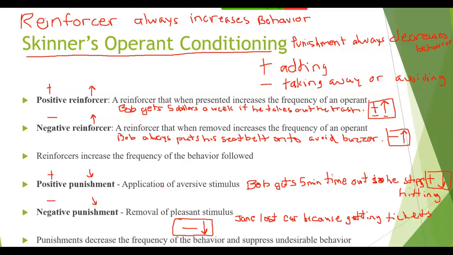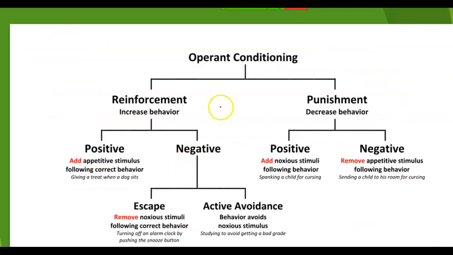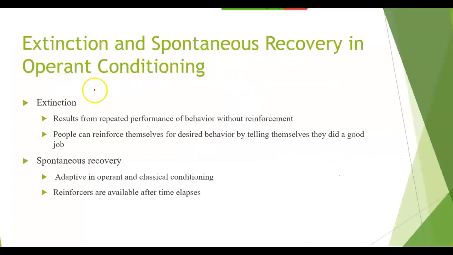All right. And so same with negative reinforcers. If the seatbelt buzzer breaks, then you may see somebody stop putting their seatbelt on because they're like, oh, well, the buzzer's not going off. There's no point for me to put the seatbelt on. That reinforcer's not there anymore. You're not needing to avoid the buzzer anymore. So when this happens, and this is just a chart you guys can look at, it's kind of a handy dandy chart if you like it, that's called extinction. Extinction results from repeated performance of behavior without reinforcement. People can reinforce themselves for desired behavior by telling themselves they did a good job or having a reward set up for themselves, something like that. But if the reinforcer's not there, it will go into extinction.